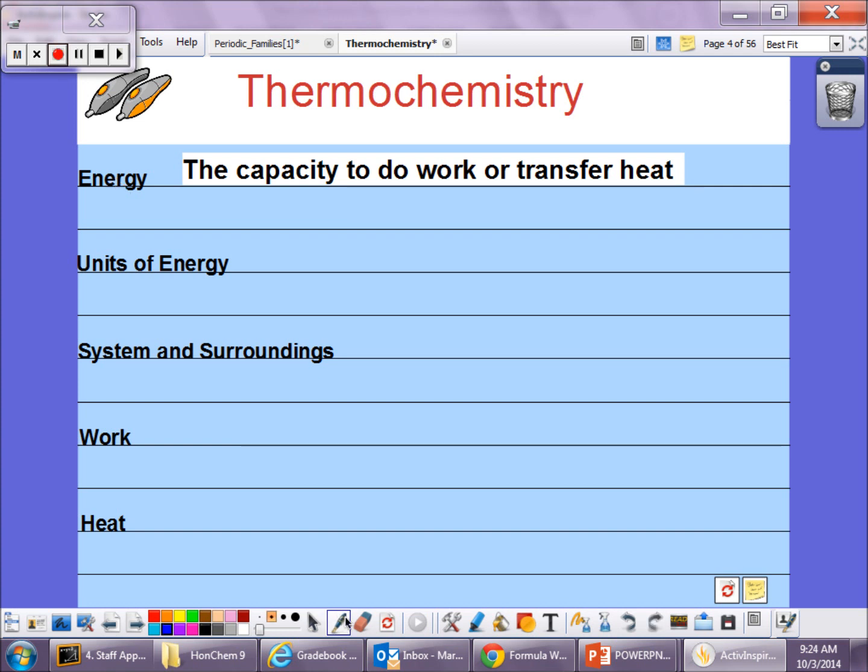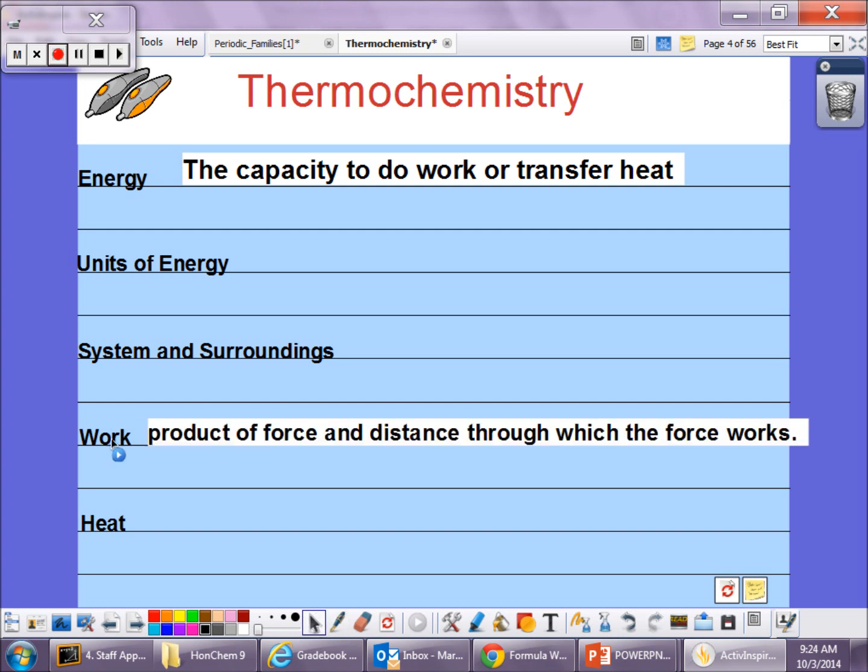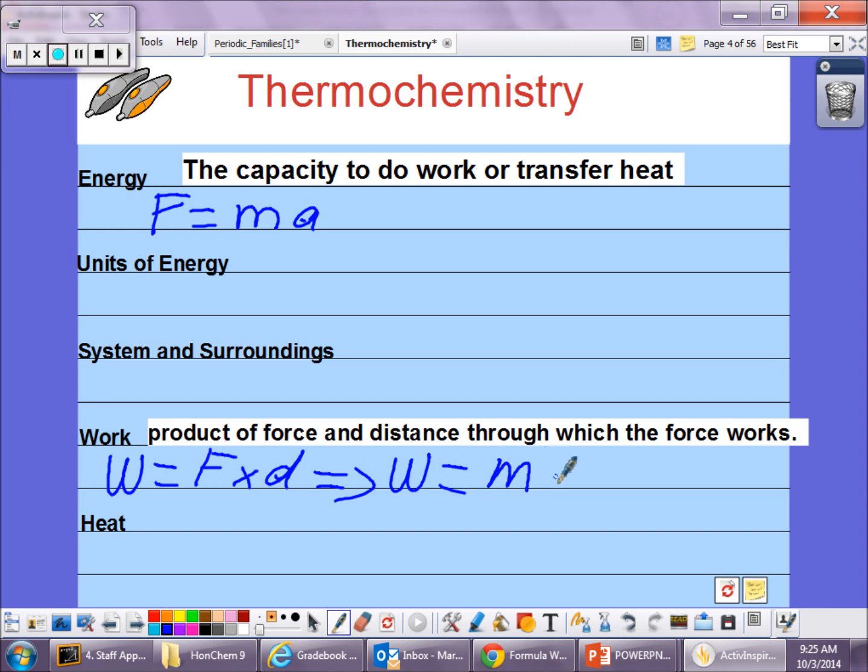So let's see if we can derive the unit for energy. We have work. What is work? Why don't we go down here and then I will derive it. Work is the product of force and the distance through which the force works. In other words, if we write a formula for work, you would write work equals force times distance. And what is the formula for force? Force equals mass times acceleration. Therefore, we can write that work equals mass times acceleration times distance.